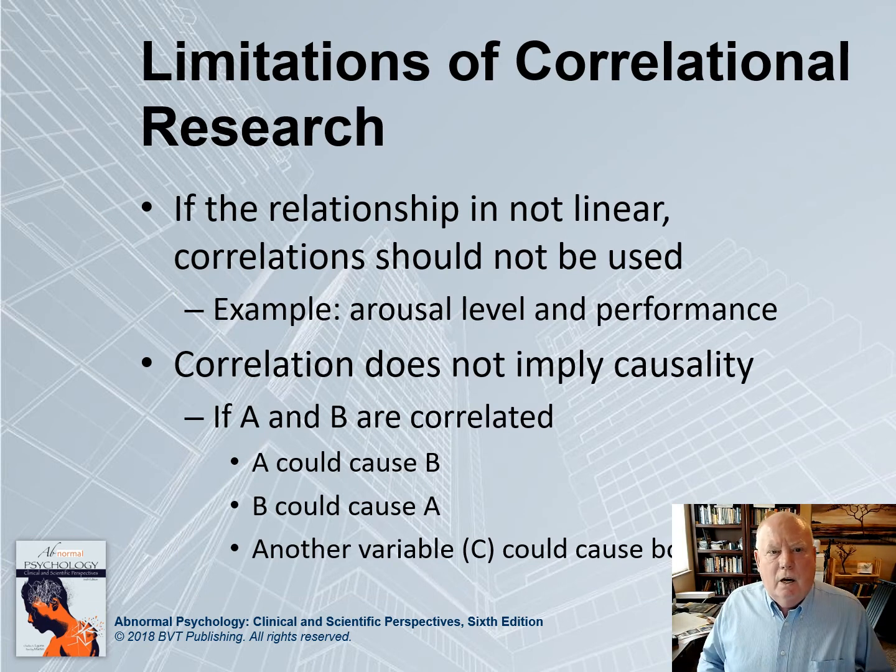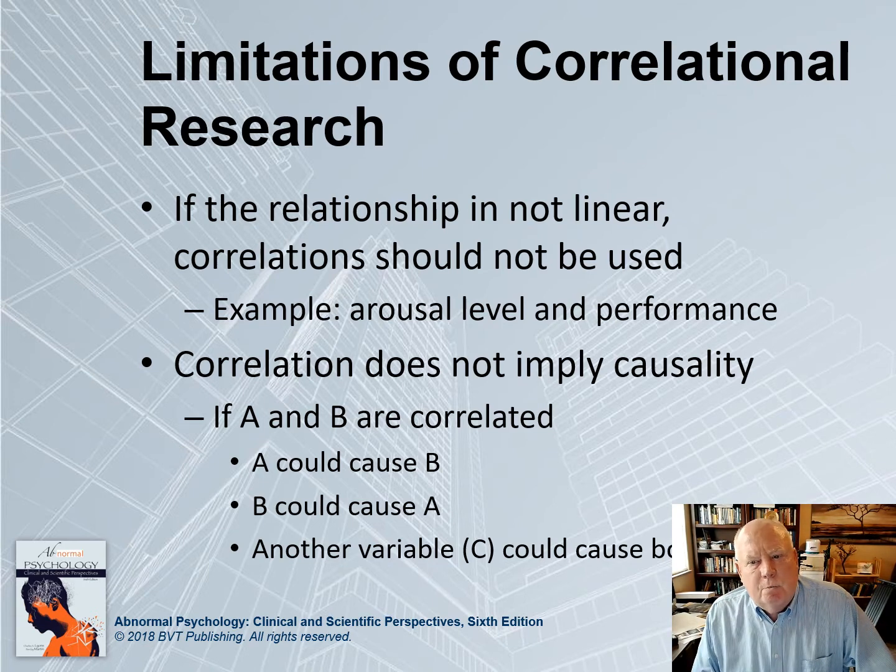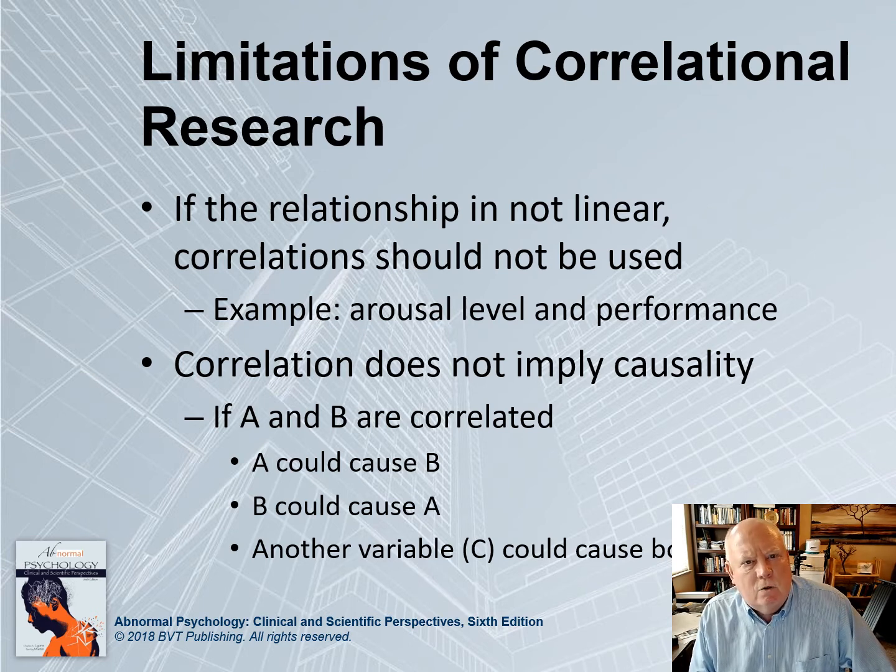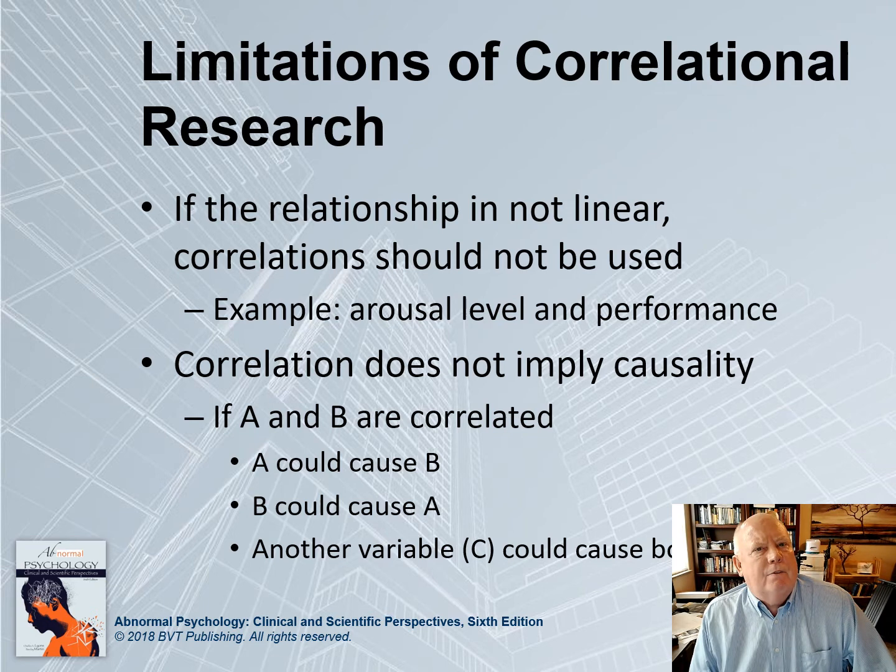Now, there are two things that I want you to remember about correlational research. First of all, if the relationship is not linear, you want to be very careful about using correlations because they can be very deceptive. And many things in psychology are not linear. Let's take, for example, the level of arousal and performance. Now, arousal at higher levels can be very uncomfortable. We call it anxiety. So if you are so relaxed and it's time for an exam that you just kind of take a deep breath and fall asleep, you're not going to do well on that exam.